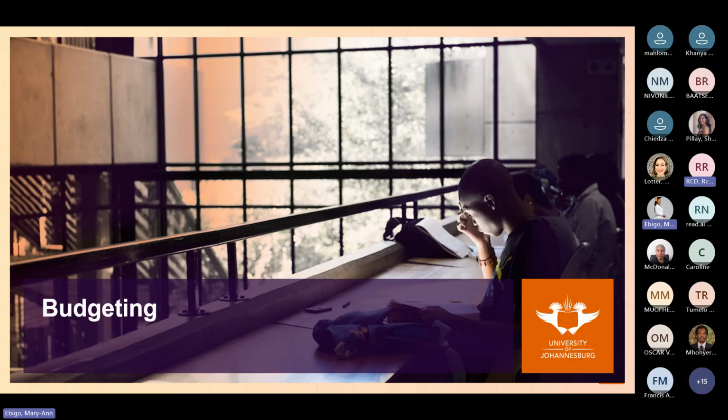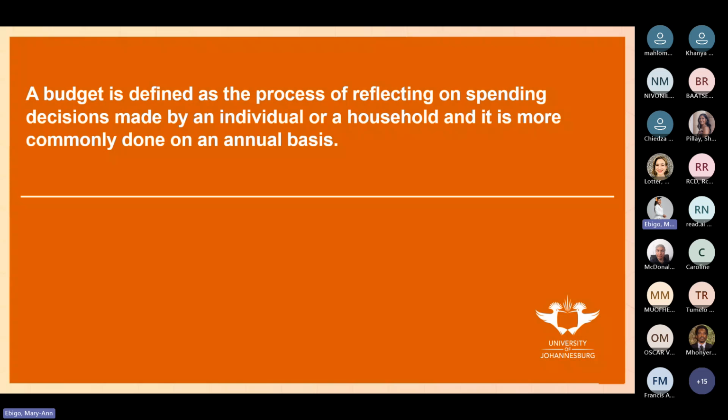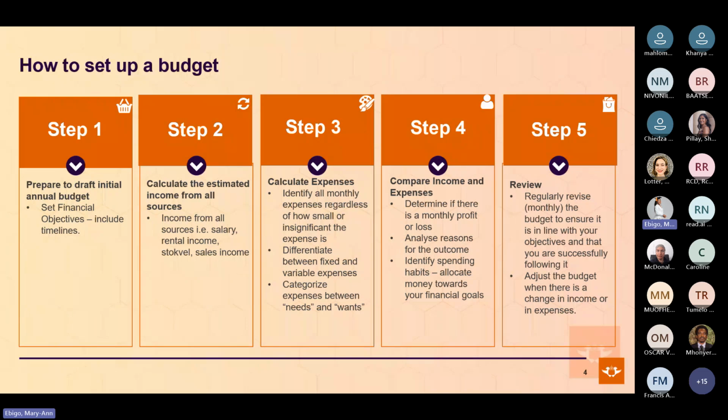Okay, perfect. So Melanie has spoken about how it's important to save and invest your money. How to know what you can save and invest is by budgeting. Now, budgeting in simple terms is defined as the process of reflecting on spending decisions made by an individual or a household, and it is more commonly done on an annual basis. There are 5 steps when it comes to setting up a budget.